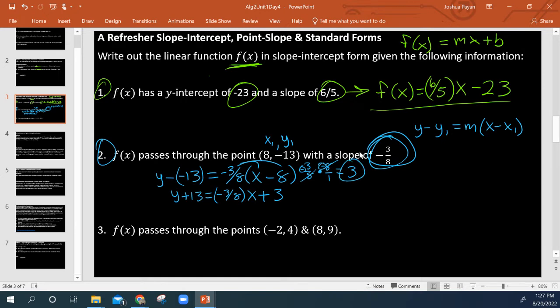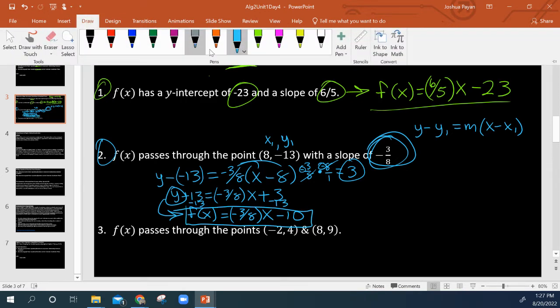So almost there. Now I just need to subtract 13 from both sides because of that guy there. Obviously, because I want to get y or f of x by itself, right? So now I'm going to say f of x, because that's what y is. We're being grown-ups now, and we're calling it f of x, is equal to negative 3/8 x. So mx, and then I'm doing minus 13. So minus 10. Final answer.